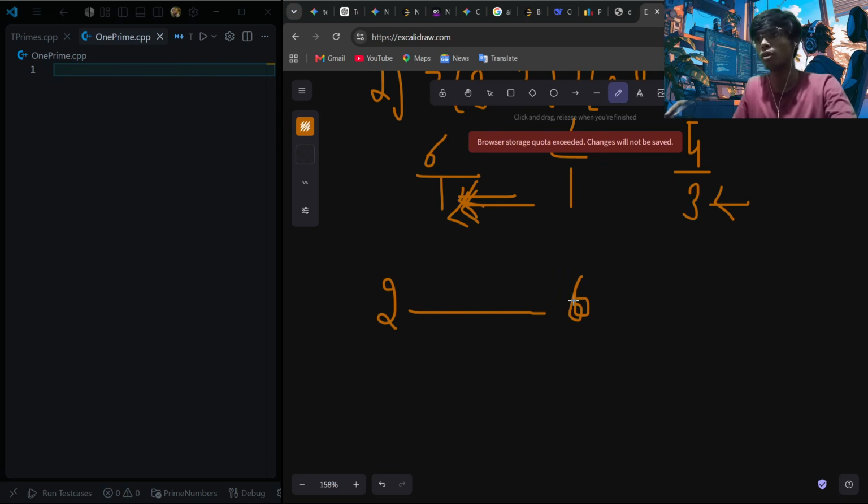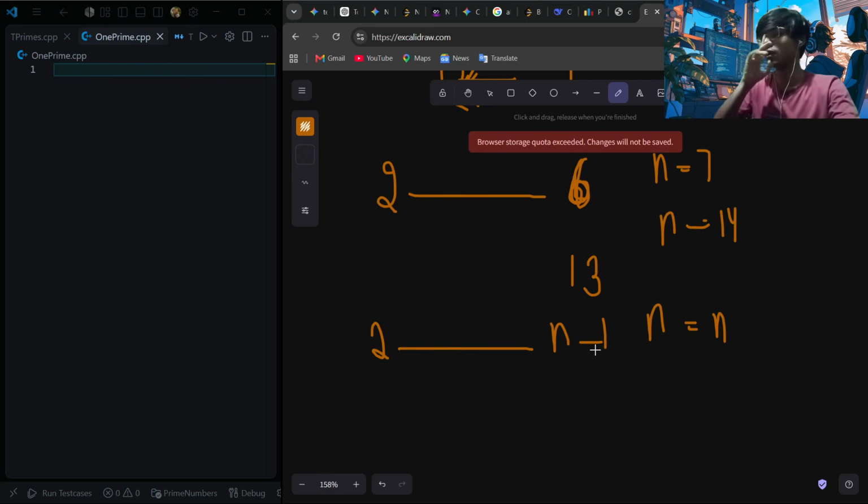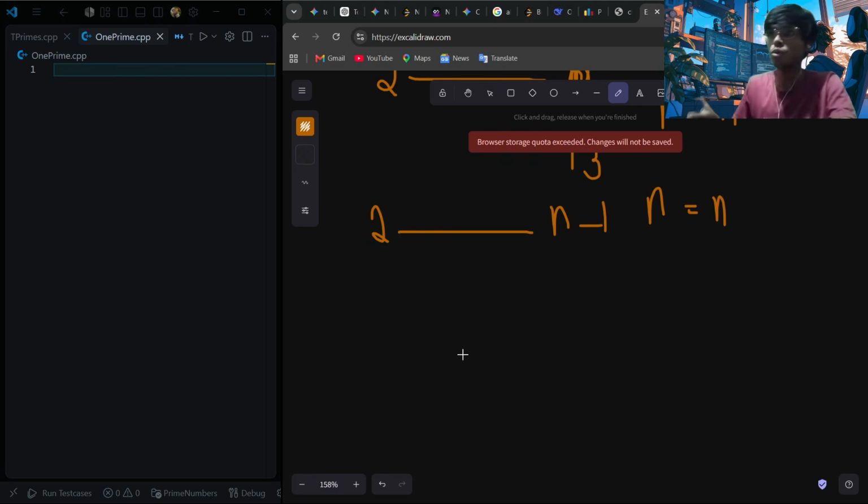So what is basically this 6? If n equals 7, this is 6. If n equals 14, then this must be 13. So if n equals n, then this must be n minus 1. So I will start from 2 and go till n minus 1, try to divide n by each number, and check the remainder.